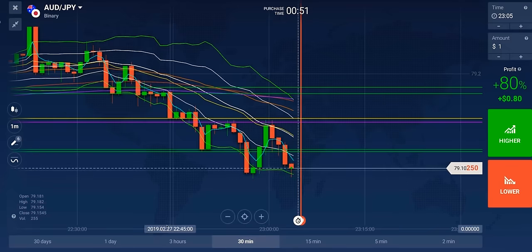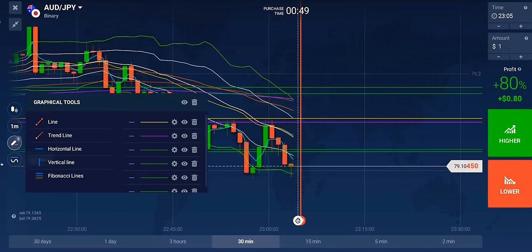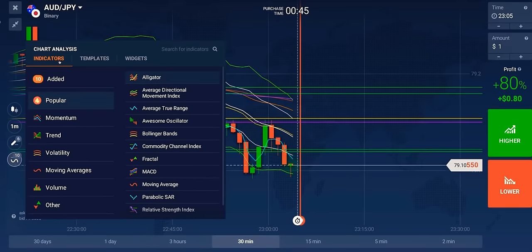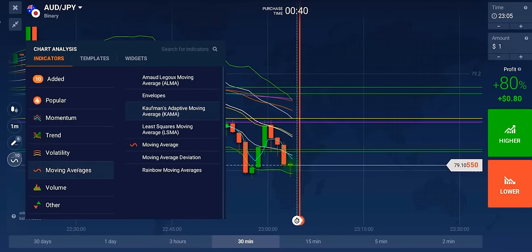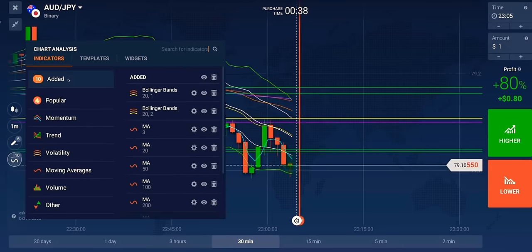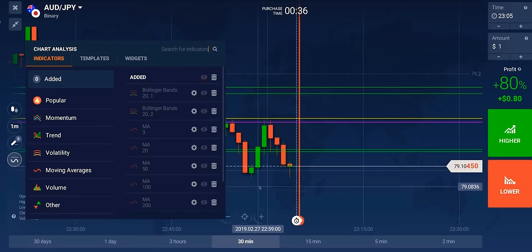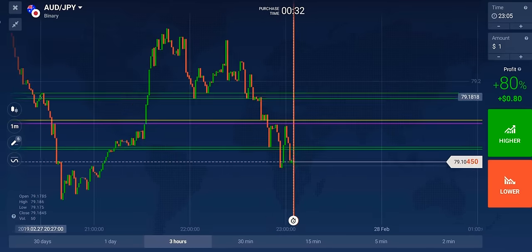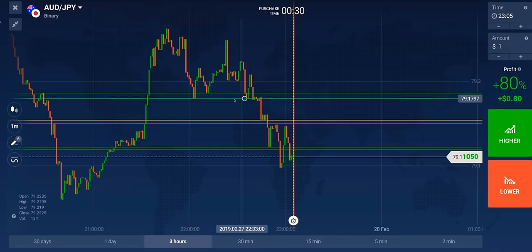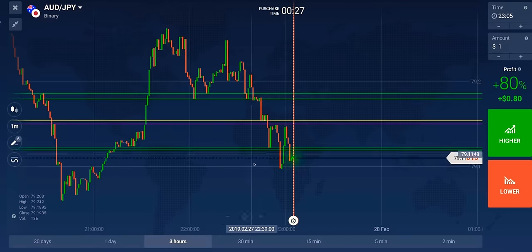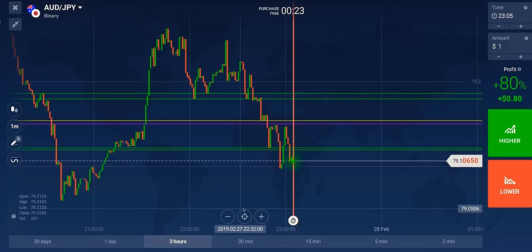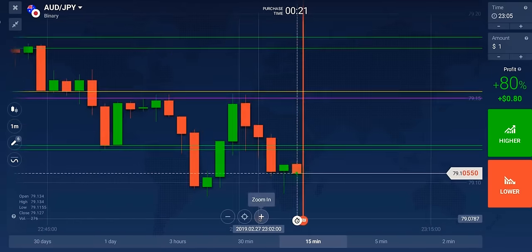But let me just remove the indicators for you to understand and see the naked chart, and you can see clearly what is happening based on the level that I plotted here. You can see the neckline level.